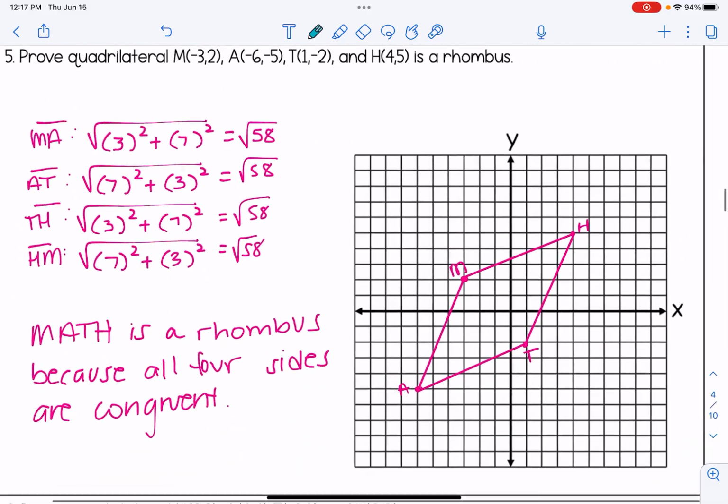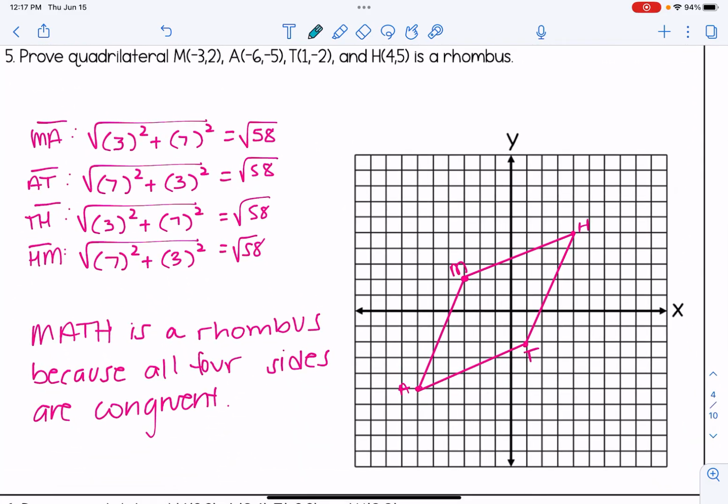Number 5 is a rhombus. In a rhombus, all 4 sides have the same length. So notice how all 4 answers came out to be radical 58. Now let's say you got 3 answers to be radical 58 and the 4th side came out to be anything else, let's say radical 56. You know to go back and check your work.